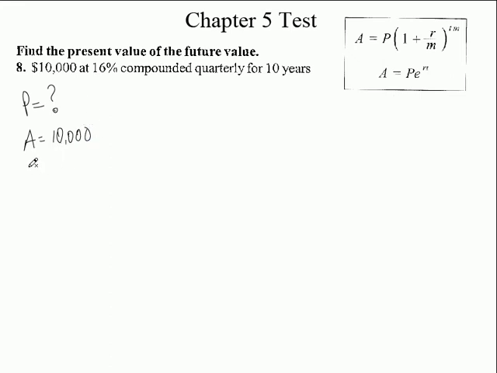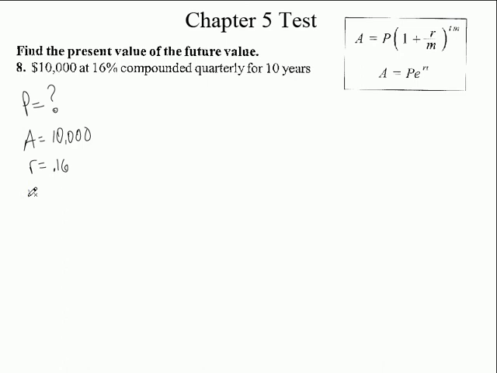And 16%, that's the rate. Move the decimal, 0.16. Compounded quarterly. Quarterly, quarter means 4, so it happens every 4 months. This money, this $10,000, compounds. This interest is applied to it 4 times a year.